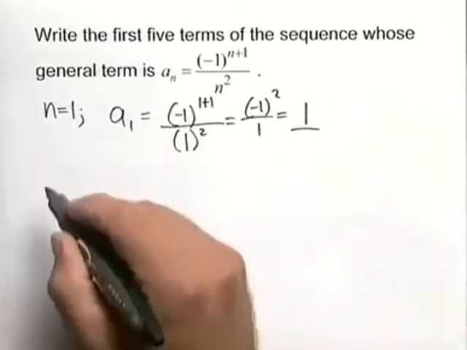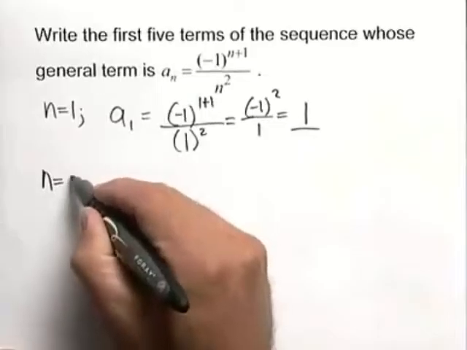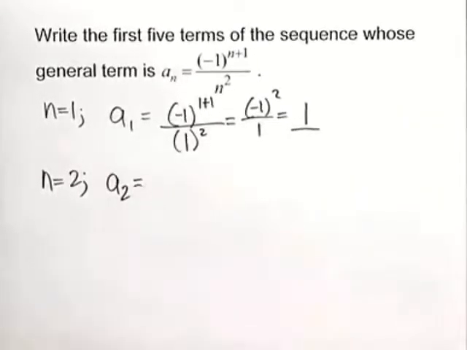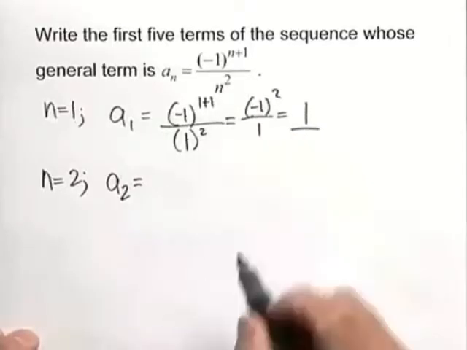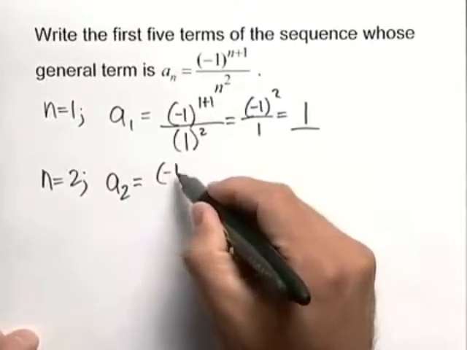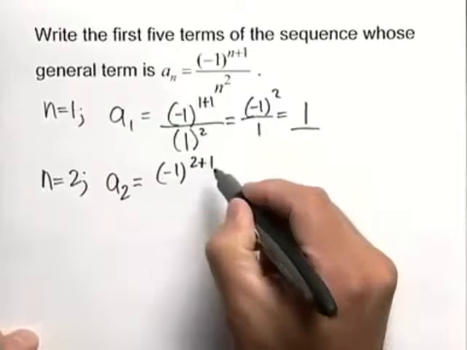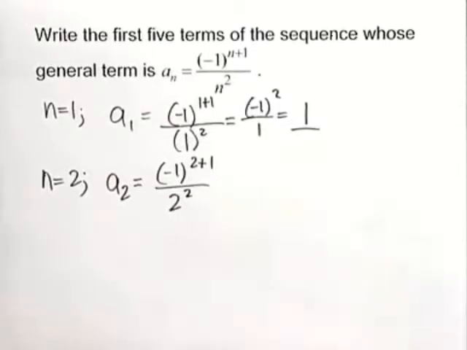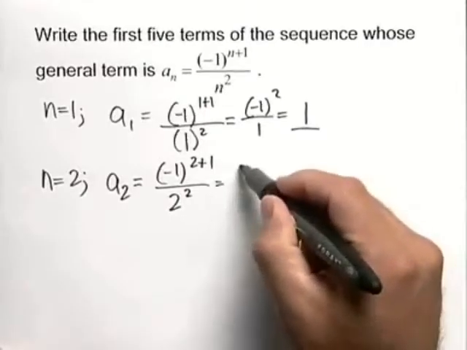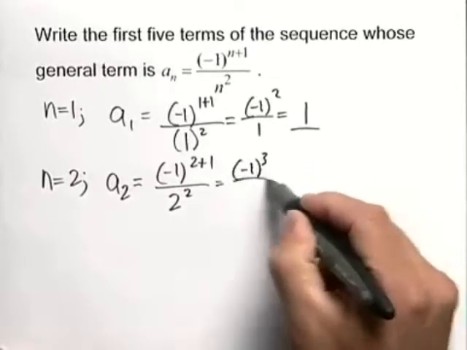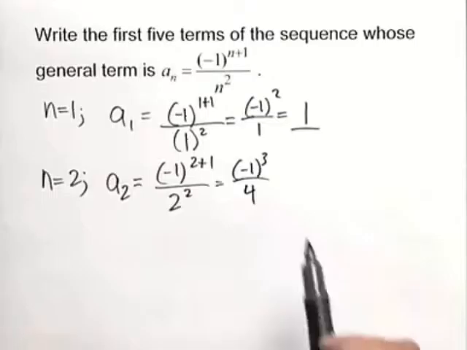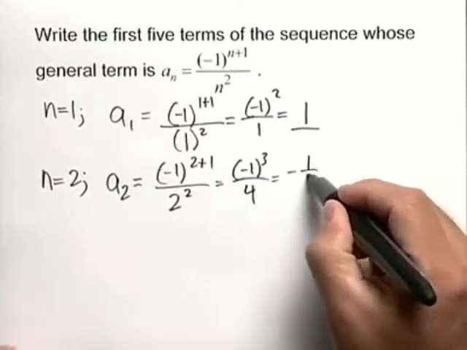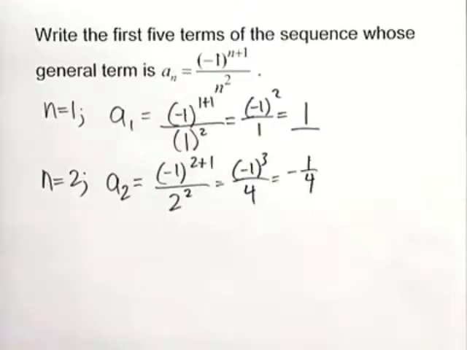To find the second term, that's represented by n equals 2. And in symbols, we can write that as a sub 2. As before, wherever there's an n, we're going to plug in a 2. So we have (-1) to the 2 plus 1 power all over 2 squared. Now, in the numerator, we have (-1) cubed all over 2 squared, which is 4. Notice we have a negative base to an odd power, so this one will get a negative fraction, a -1/4.